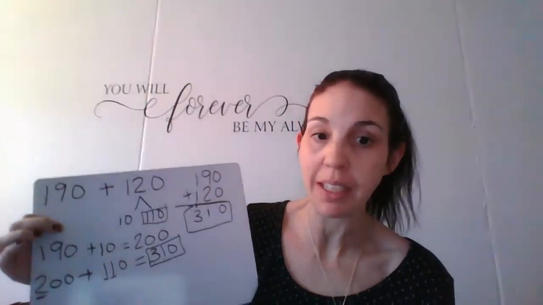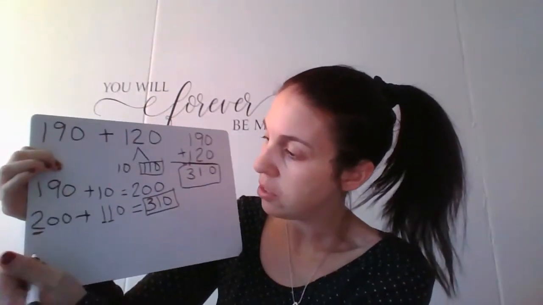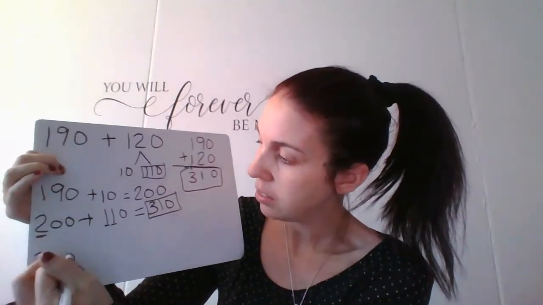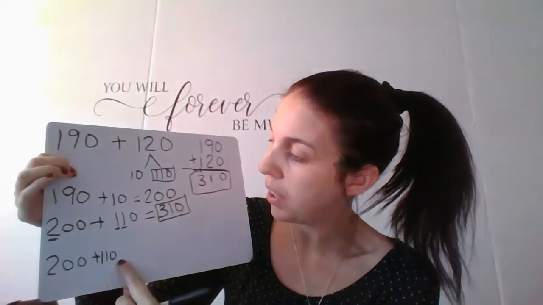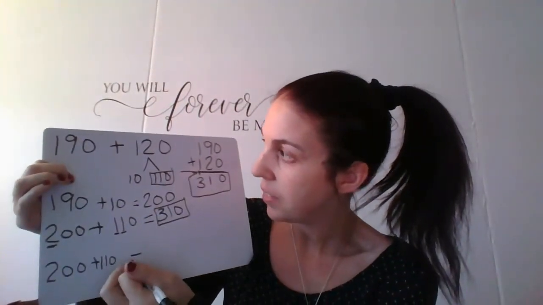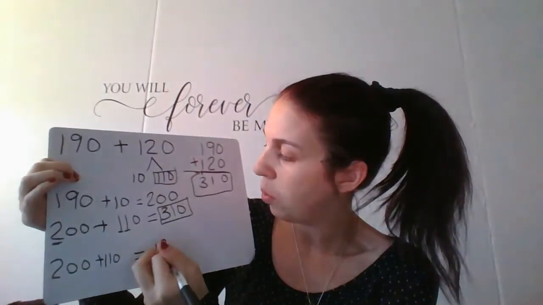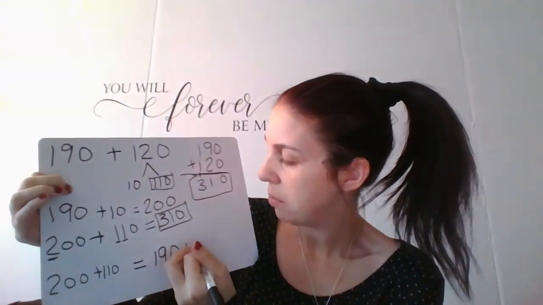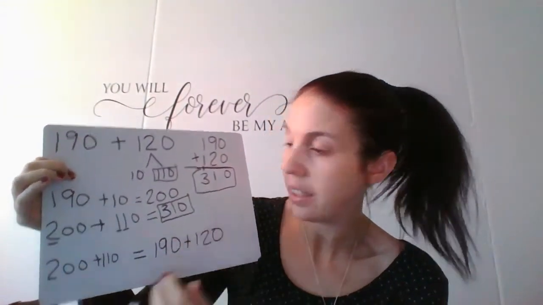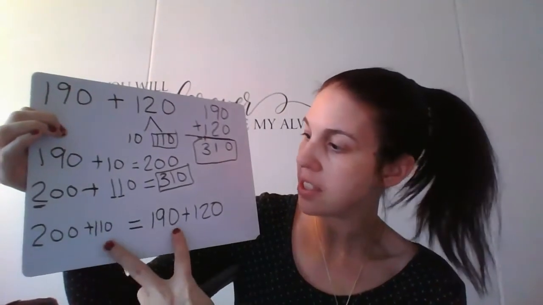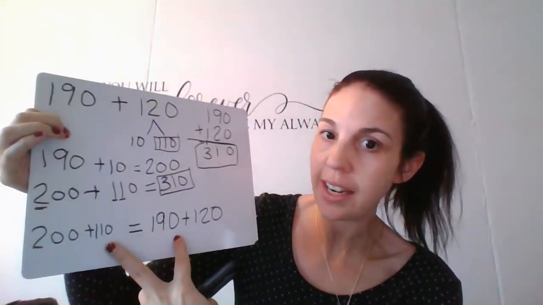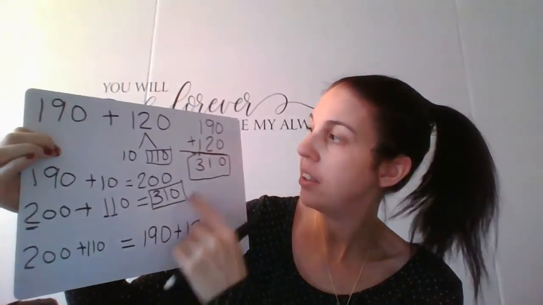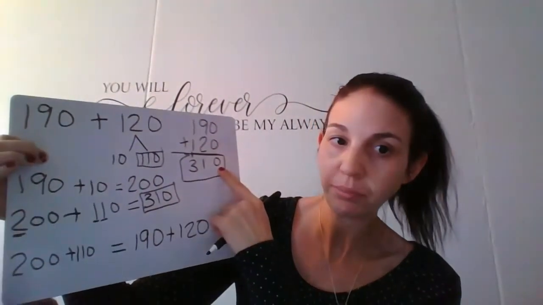What that shows me is that 200 plus 110 is equal to 190 plus 120. These two equations here have the same answer. Both equations, the answer is 310.